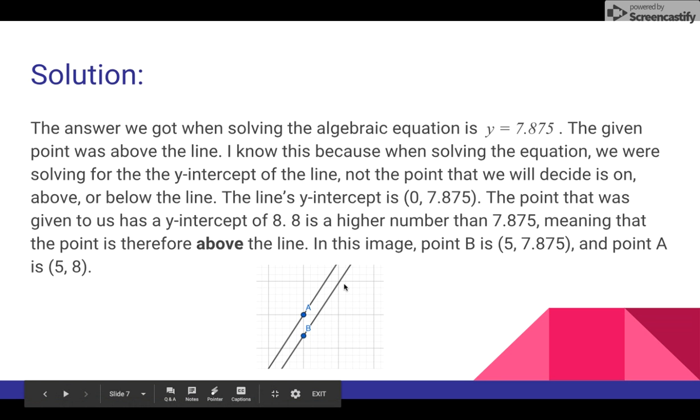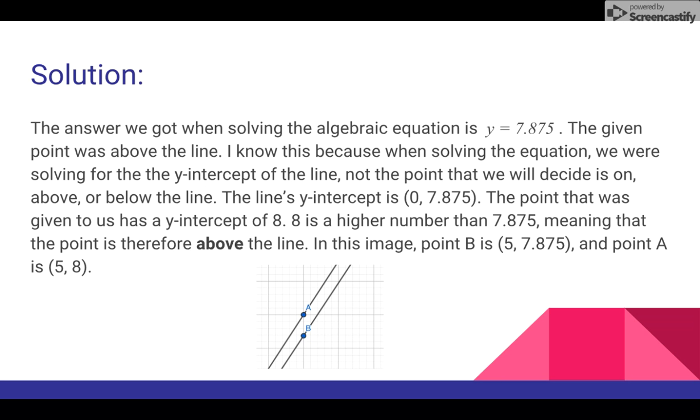After doing the equation and graphing to double check, it is obvious that (5, 8) is above (5, 7.875). This is also obvious without graphing, because 8 is a larger number than 7.875, so it shows how it is above the line, not on or below.